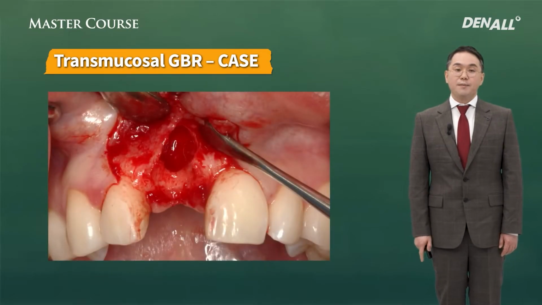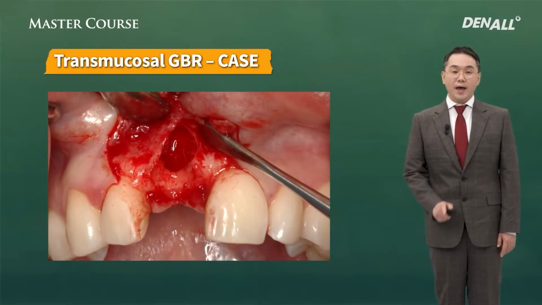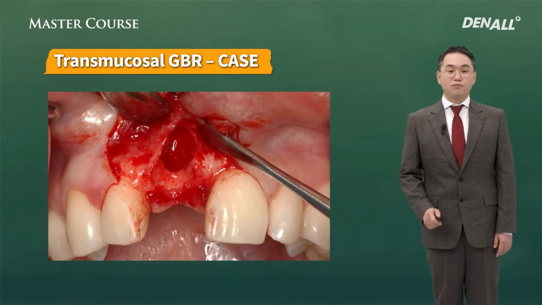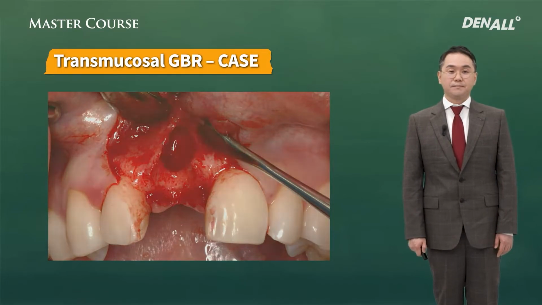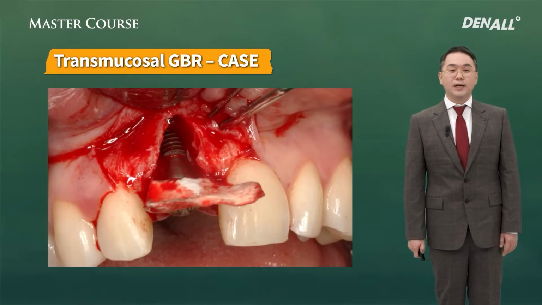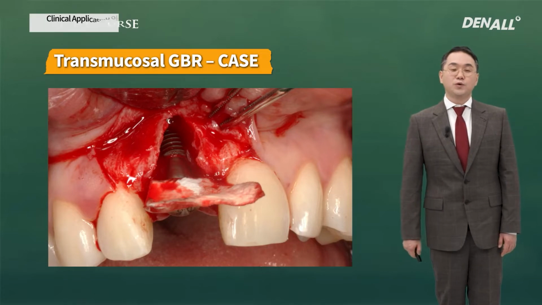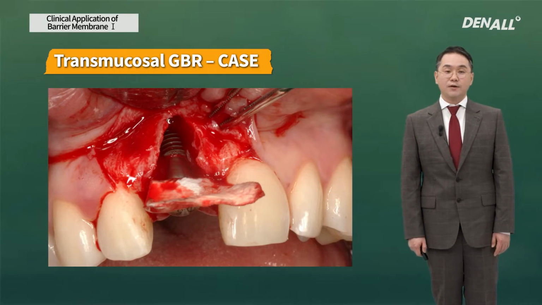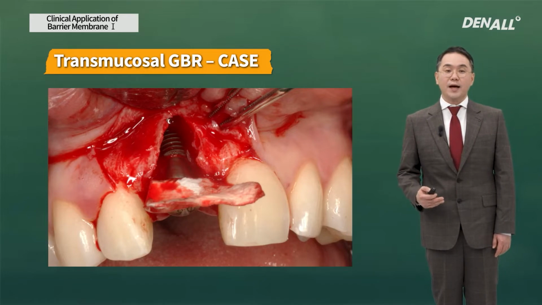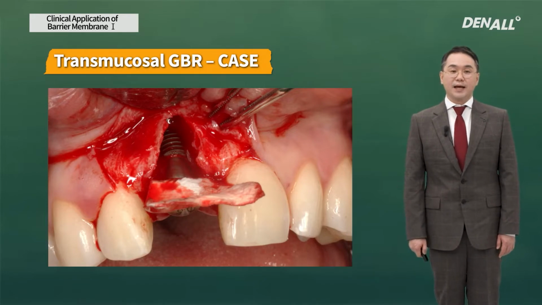After extracting number 11, a distal single vertical incision is made. A triangular shaped flap is raised, and an implant is placed after removing the granulation tissue. There was a big defect buccally, but the palatal bone was intact, so the drilling was done palatally and the implant was placed. It is placed about 4 millimeters below the interproximal bone level.